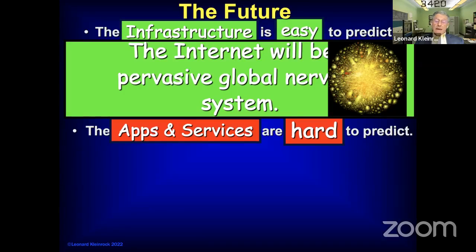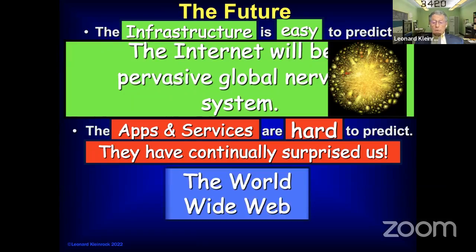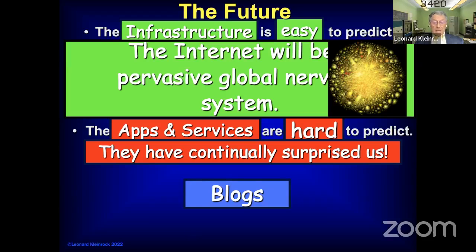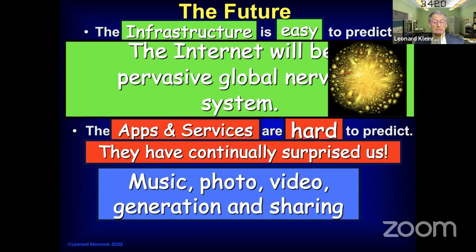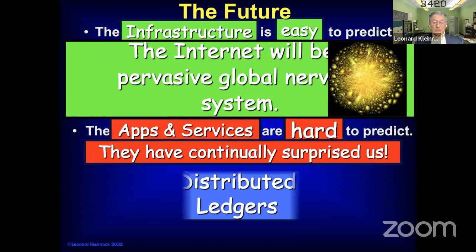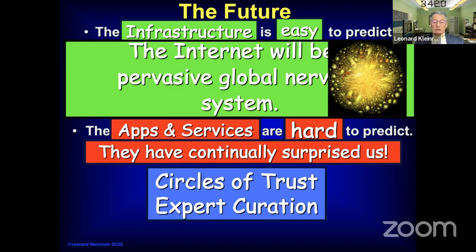However, if we ask what will be the applications and services that are going to roll out, that's very hard to predict. In fact, in the 50 years of the internet, we've been terrible at predicting the applications and services. For example, they've continually surprised us. We never saw email coming. It happened soon. It took over the network. The World Wide Web suddenly took center stage. Peer-to-peer file sharing, blogs, we didn't see that happening. User-generated content, YouTube, etc. Nobody saw that happening. Search engine dominance, shopping engines, social networking, distributed ledgers, blockchain, cryptocurrency, reputation systems, circles of trust. Nobody saw those things happening. When they hit, they hit fast.